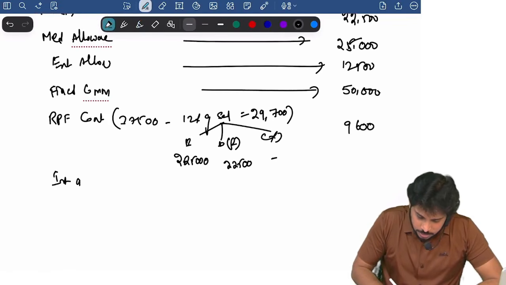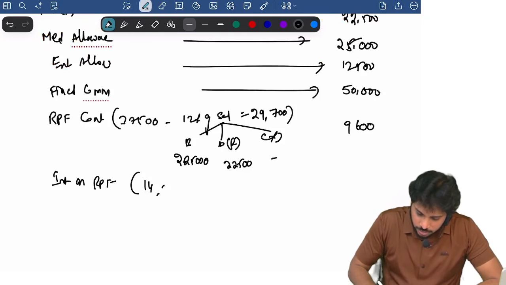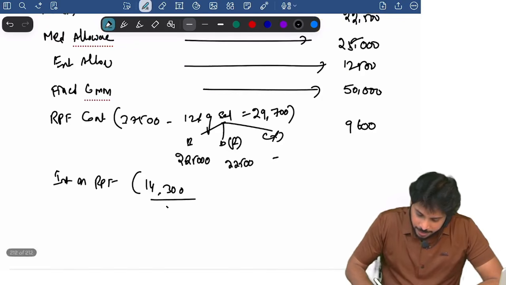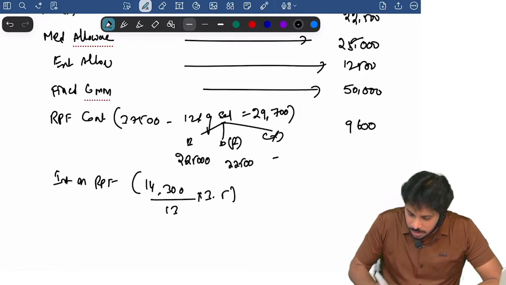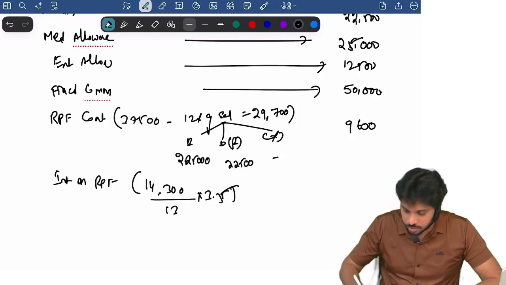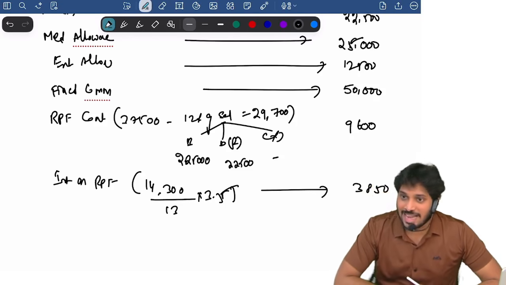Interest on RPF. How much is the interest amount? 14,300. What is the rate of interest the company paid? 13. How much is taxable? 3.5, because 9.5 is exempted. 14,300 into 3.5 divided by 13. So how much is taxable? 3,850 is taxable.